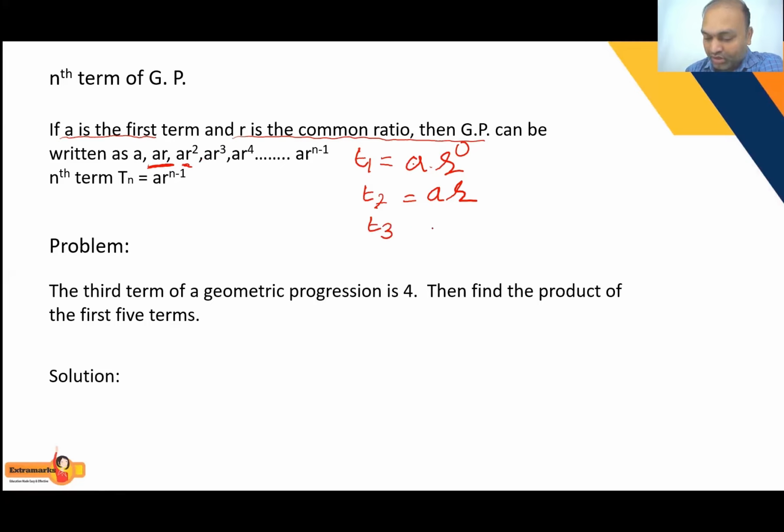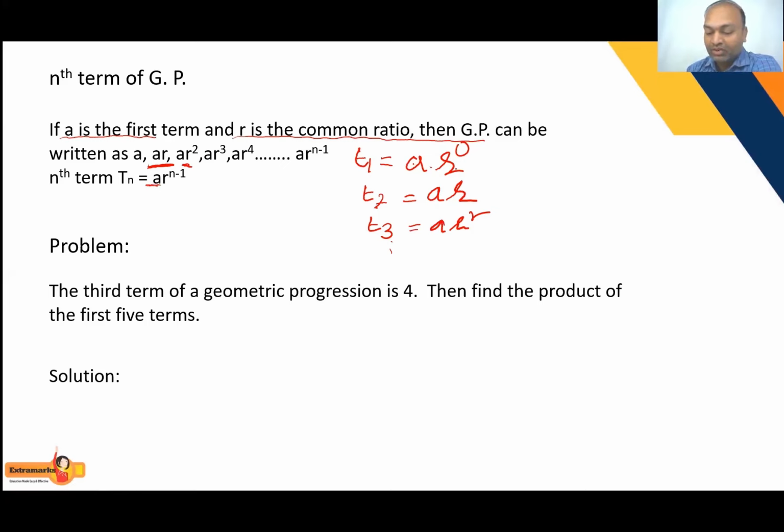Third term is equal to ar square, and so on. Now, what about the nth term? Using these three values, you observe this one. In every term, a is the same, so in the nth term also, you write down a.